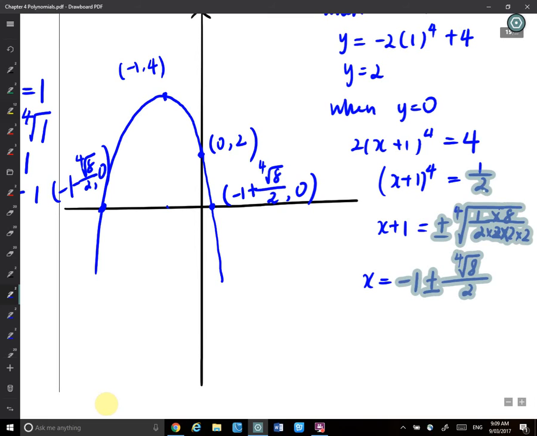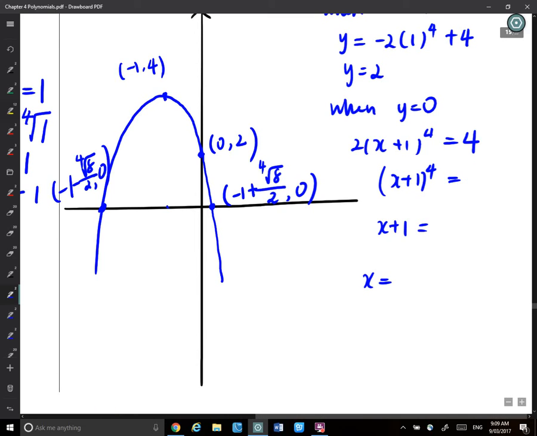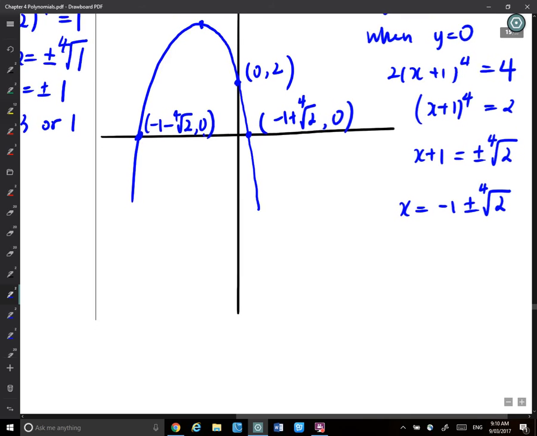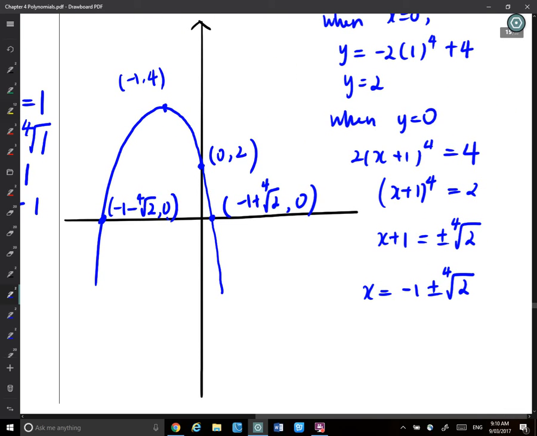Sorry. 4 over 2 is 2, not a half. So that is plus minus the 4th root of 2, and then -1 plus minus the 4th root of 2. So that is -1 plus the 4th root of 2, and that one is -1 minus the 4th root of 2, 0.